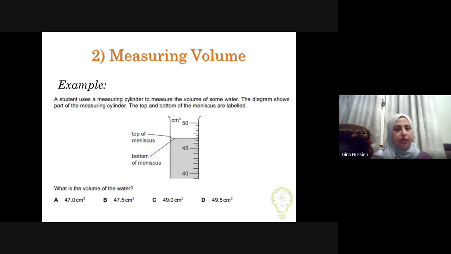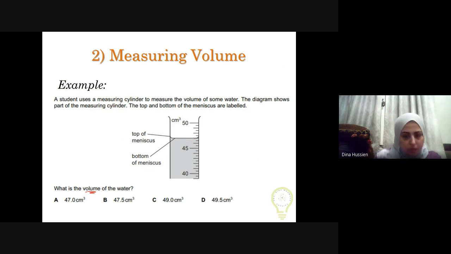If we take an example from the past paper, here we have a student who uses a measuring cylinder to measure the volume of some water. The diagram shows part of the measuring cylinder. The top and the bottom of the meniscus are labeled. Luckily for us, it tells us there is a top and bottom of the meniscus. He's asking what is the volume of the water. Where do I take the reading from? At the bottom of the meniscus.